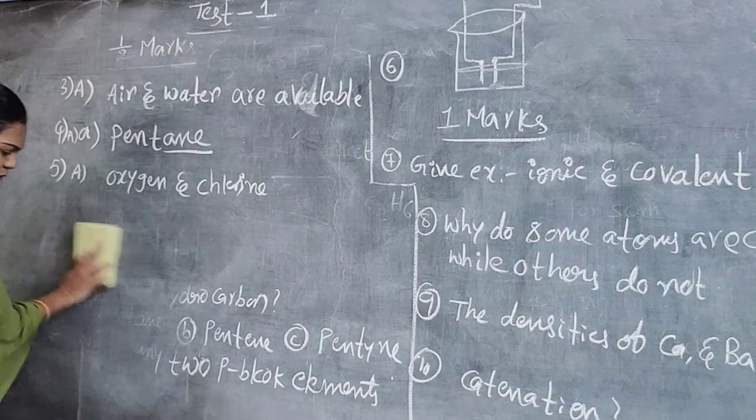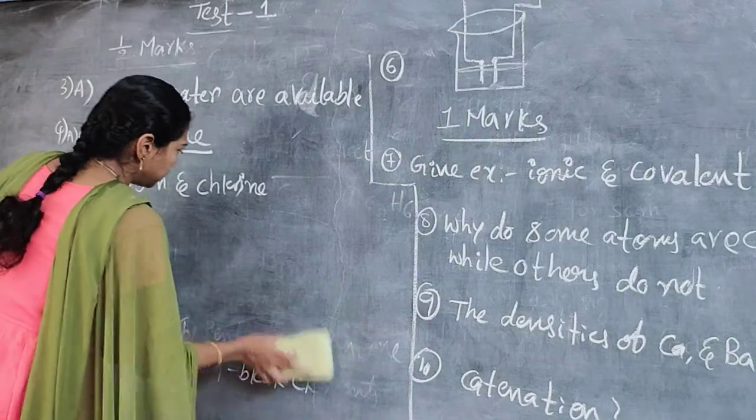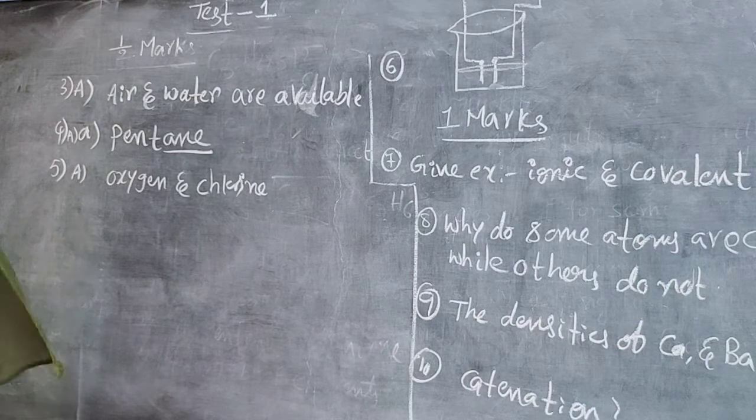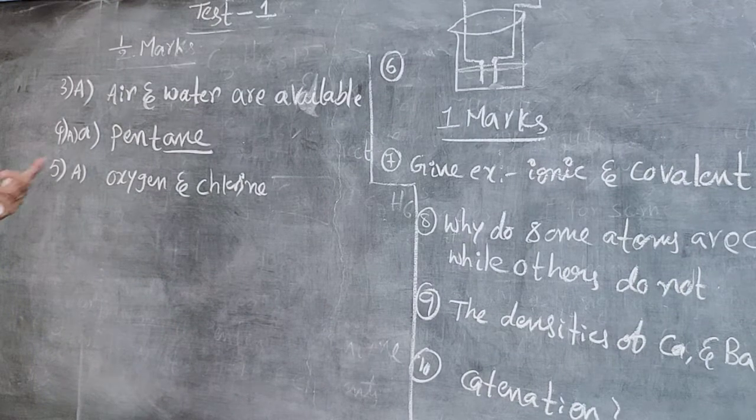That is the fourth and fifth question. Oxygen, chlorine, boron, carbon, nitrogen. These all belong to p block elements only. You have to write any element.